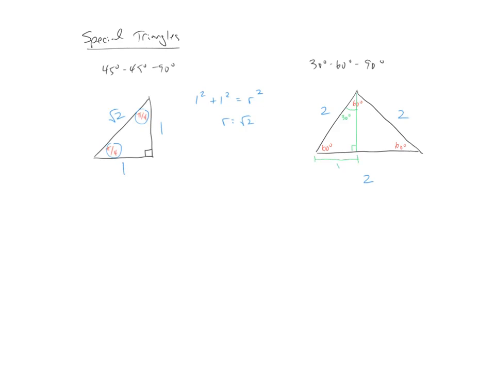So the only other missing piece would be the actual height. And we can figure that out using the Pythagorean Theorem. We can see that 1 squared plus that question mark squared equals 2 squared. The question mark squared equals 3. So it looks like we get a square root of 3 for the other and remaining side of that triangle.